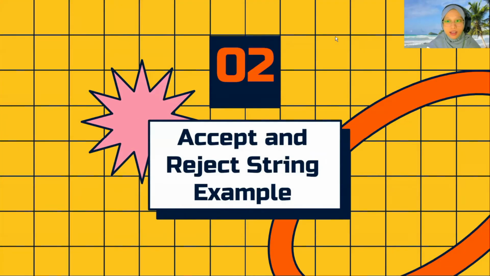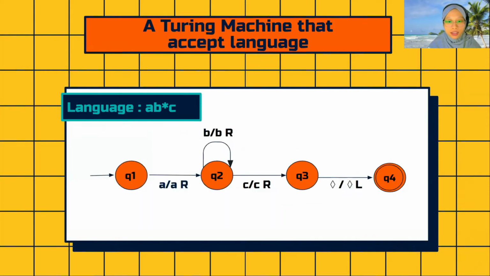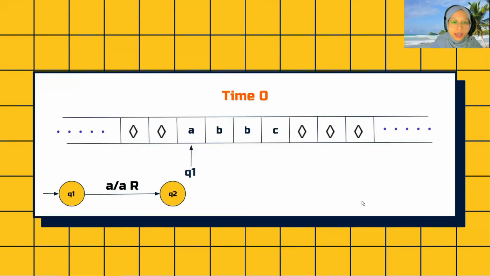Okay, so next, we will explain about the acceptance and the rejection of strings in a Turing machine. Firstly, we will explain about the acceptance of the language. The language that we chose as the example is AB star C. This is the state and transition for the language, and this is the tape for time 0.